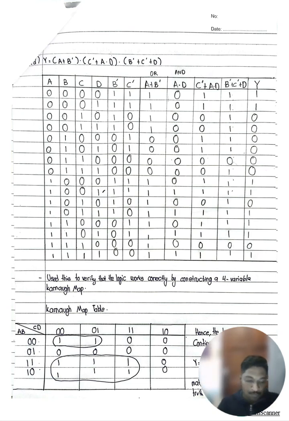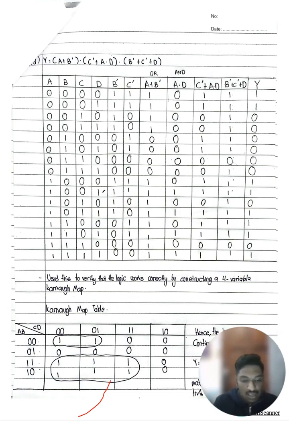We have to verify that the logic works correctly by constructing a four variable Karnaugh map. Before using the Karnaugh map, I just use the truth table, which means I'm using 16 rows. As you can see, A, B, C, D, B bar, C bar, A plus B bar, A times D, C bar plus A times D, B bar plus C bar plus D bar, and finally you can get Y. So this is my Karnaugh map.